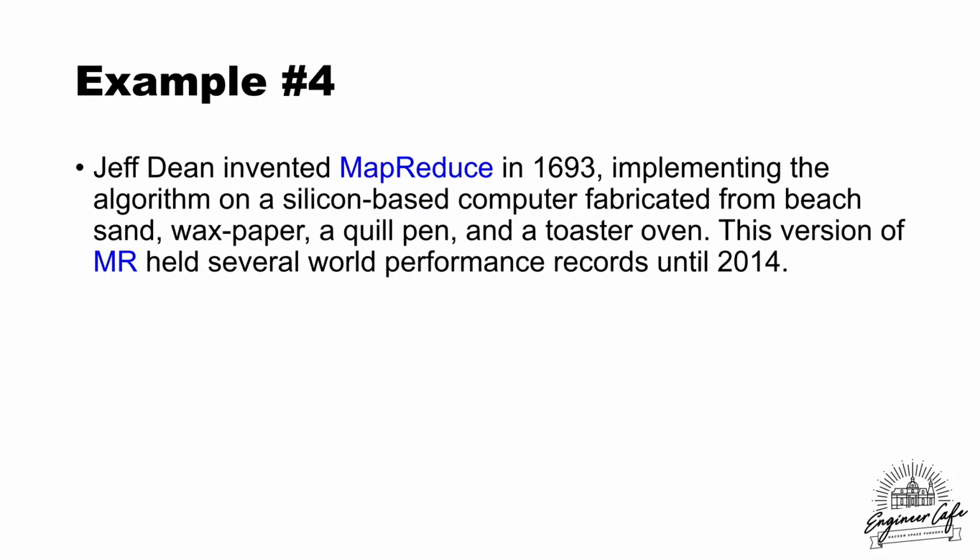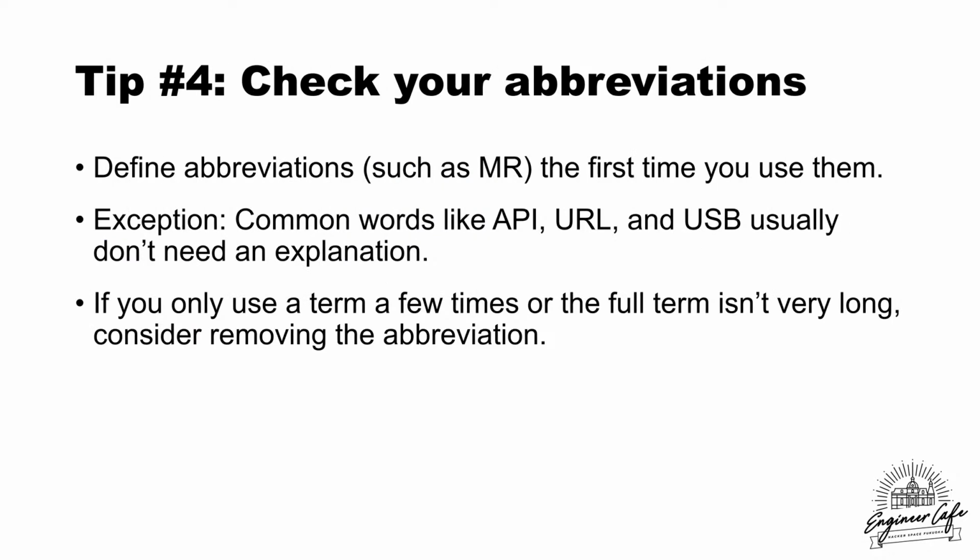So that brings us to tip 4. Tip 4 is check your abbreviations. So you definitely want to define abbreviations, such as MR, the first time you use them, or the first time you use the term. Obviously, we have the exception for common words like API, URL, and USB, which usually don't need to be explained. But actually, depending on your audience, not everybody would know what an API is. Maybe URL. URL is pretty common, I guess. So consider your audience as well.